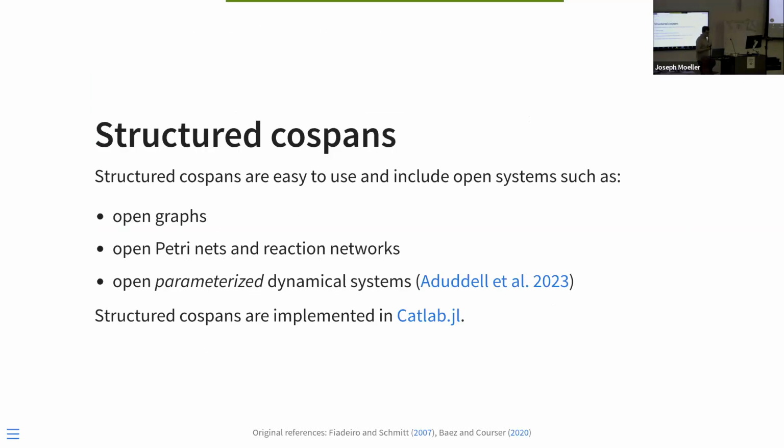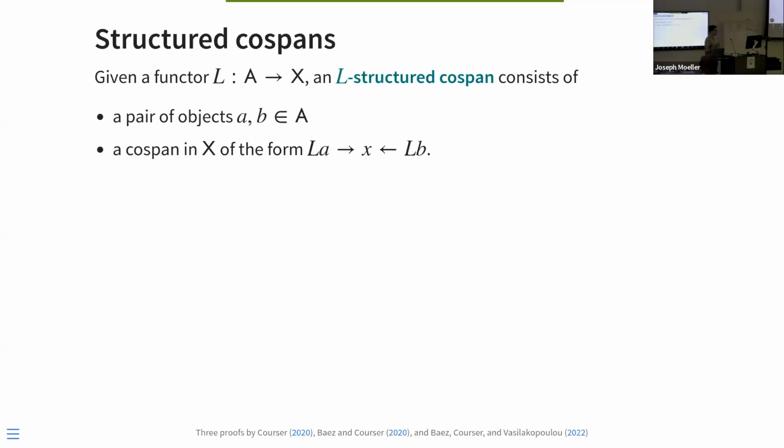Okay, so structured cospans are a commonly used device in this community that can be used to model all sorts of things, such as open graphs and Petri nets and reaction networks. In our previous talk, James talked about open parameterized dynamical systems. Those are also structured cospans. So what are these? An L-structured cospan, where L is a functor from some category A to another category X, consists of a pair of objects in A and then a cospan of the form shown. So the feet are the images of A and B under L. The notation L is chosen because L is often a left adjoint. So we're thinking that this is restricting the kind of thing you can have at the boundary compared to the apex.